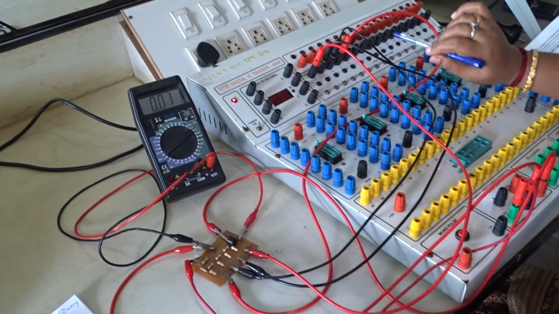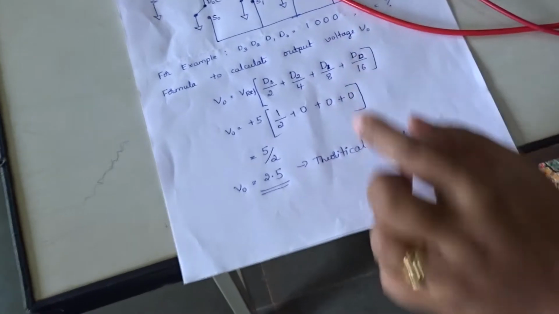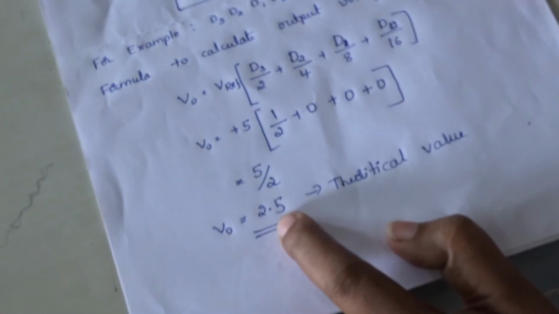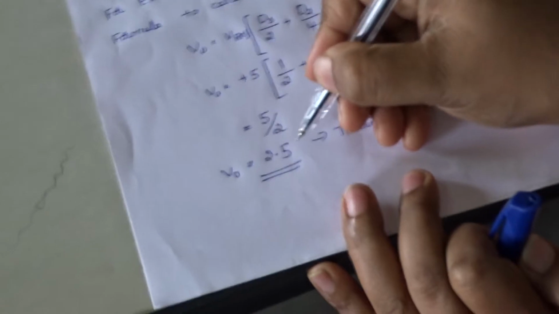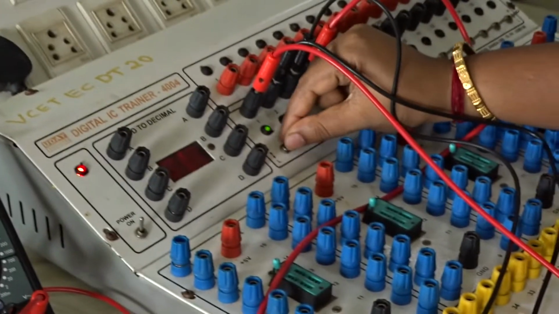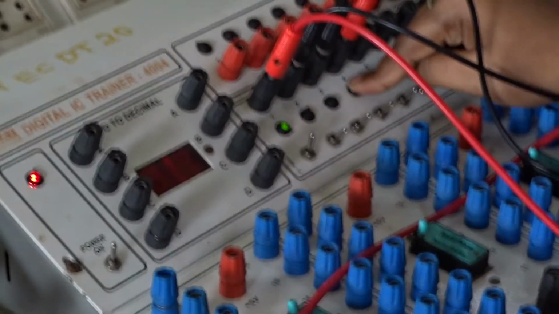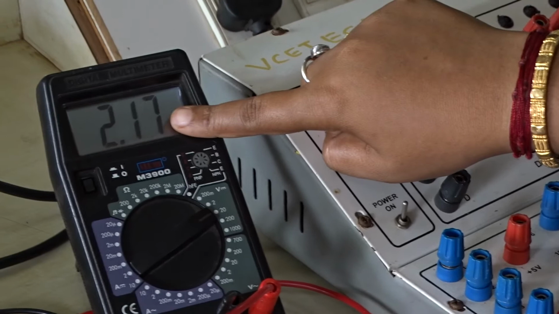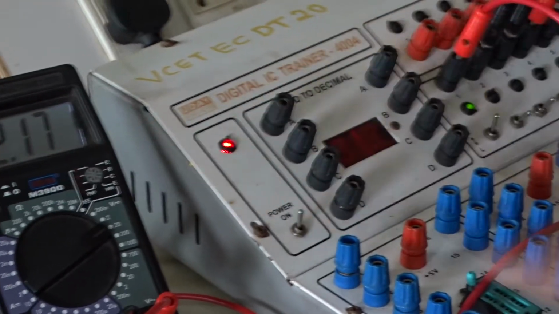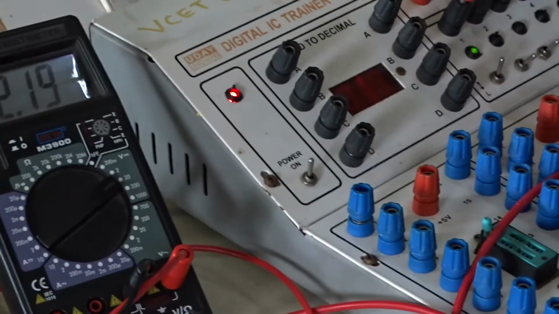Okay, so let us see. I had given an example of taking D3, D2, D1, D0 as 1000. For this, let us check what the output is. Theoretically, we are getting 2.5 volt as the output. Let us see the practical value. The D3 bit is high, so I am making D3 high through this toggle switch. So it is 1000. For this, I am getting the practical value as 2.18 volt.